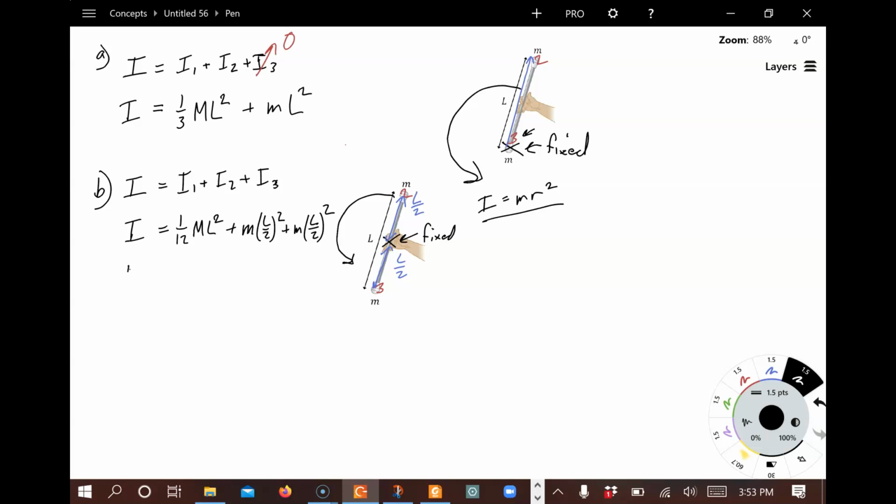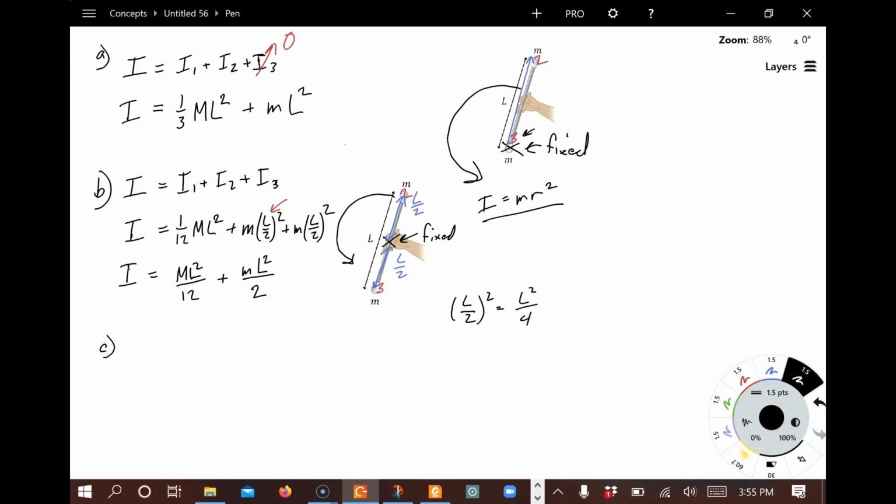And we can simplify this a little bit as well. That's going to be Ml squared divided by 12 plus the contribution from the moments of inertia from the end caps. L over 2 squared is equal to L squared over 4. So for each of those two, we've got mL squared over 4. If we add them together, we get mL squared over 2. And so we end up having these two equations for the two different axes of rotation.